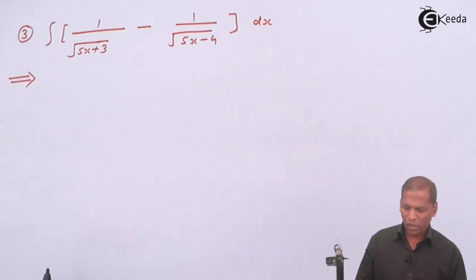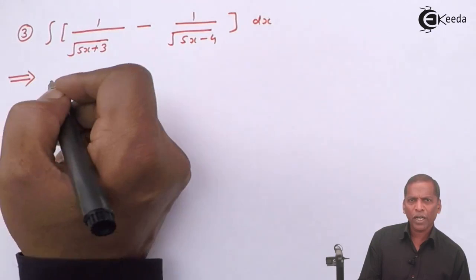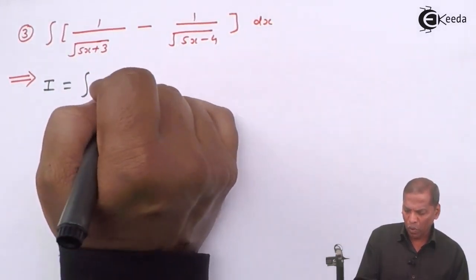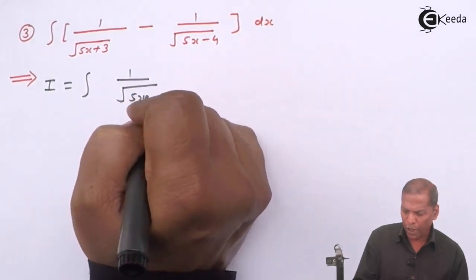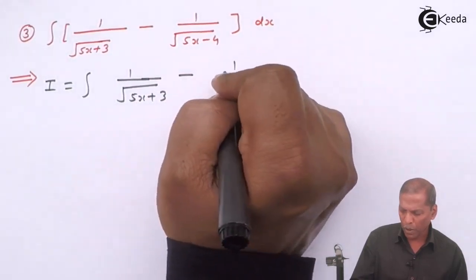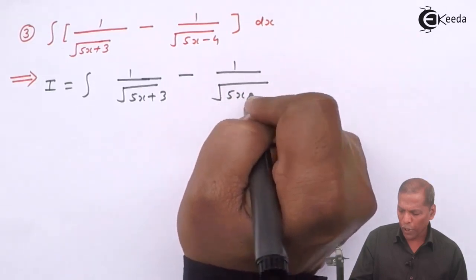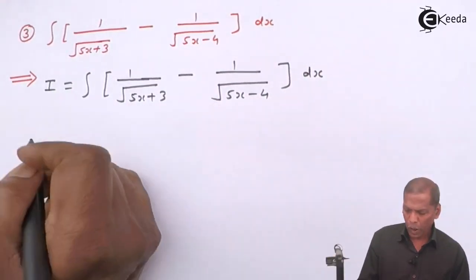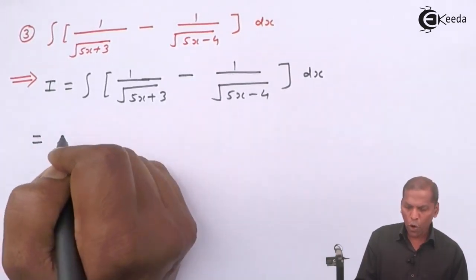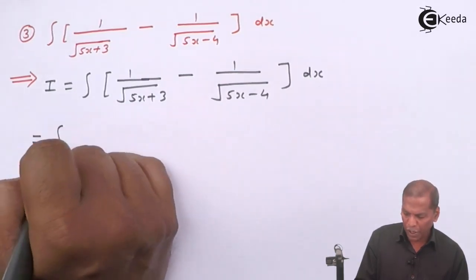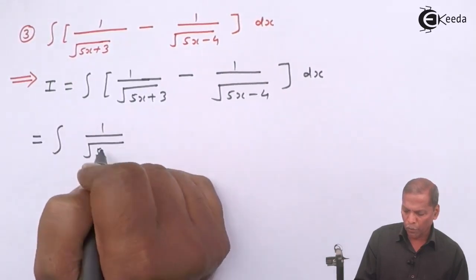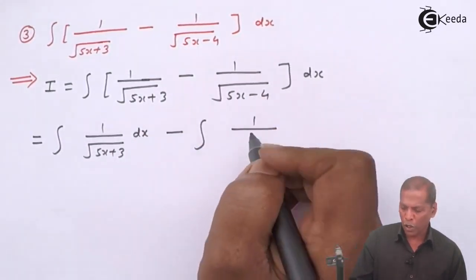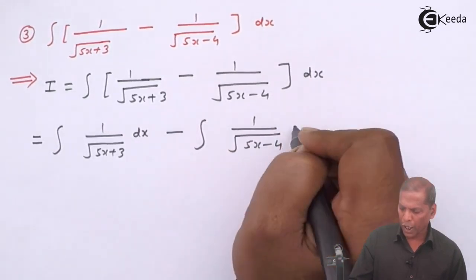The solution is quite simple. First of all, the given question we denote as I. It means I is equal to the integral of (1 upon under root 5x plus 3 minus 1 upon under root 5x minus 4) dx. By using rules of integration, the above integration can be written as integral 1 upon under root 5x plus 3 dx minus integral 1 upon under root 5x minus 4 dx.